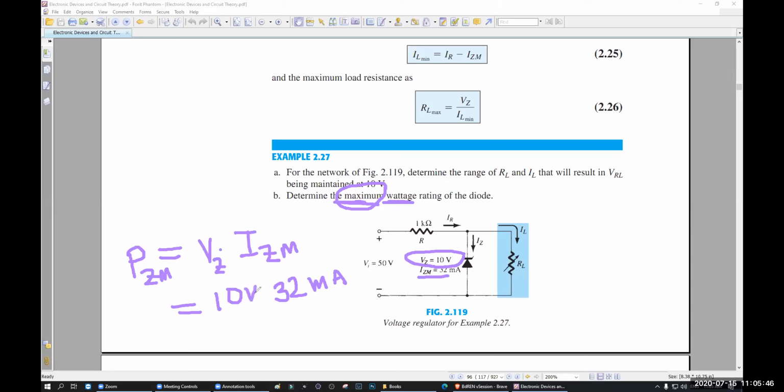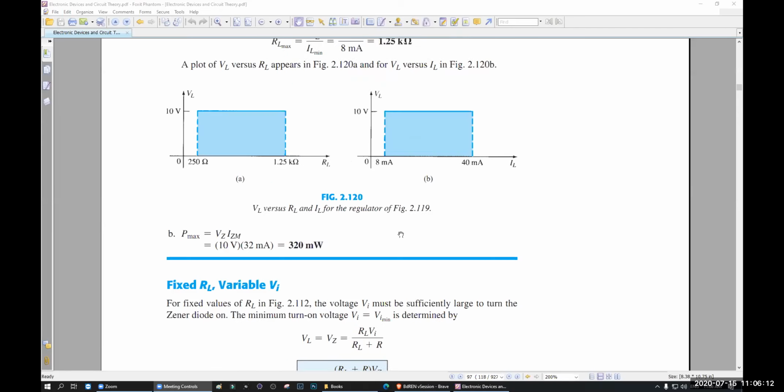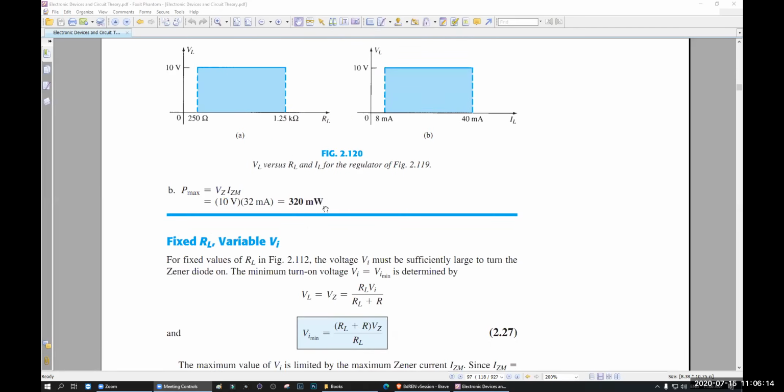This is volt. This is 32 milliamp. So they will give you 320 milliwatt. Why? Because volt and ampere become watt. And since you have a milli, it is milliwatt. Okay, understand? 332 milliwatt actually.